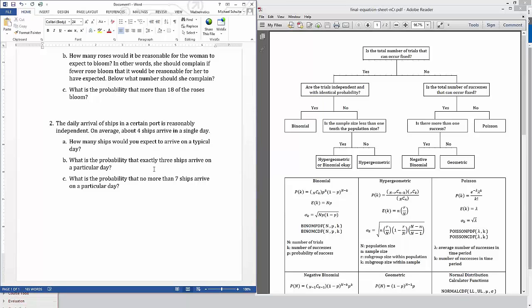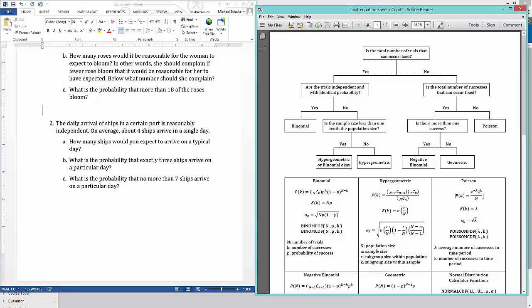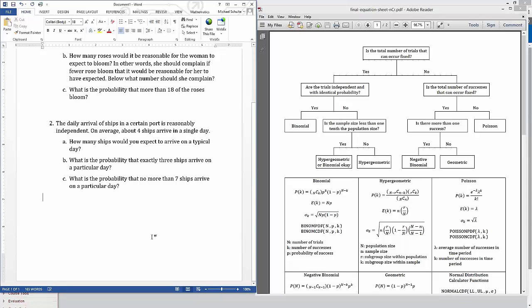And so if you want to know the calculated probability, exactly 3 ships arrive, we would use the Poisson formula. The expected number is just lambda, which is the average, and in this case we're told the average is 4. So we would expect 4 on average, and then the standard deviation is the square root of 4, which is 2. So we would say 4 plus or minus 4. So on a typical day we would expect between 0 and 8 ships to arrive. Anyway, again, the emphasis tonight is really just on identifying which distribution these problems fit.